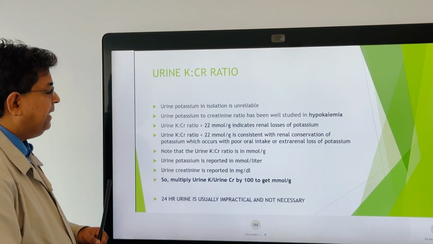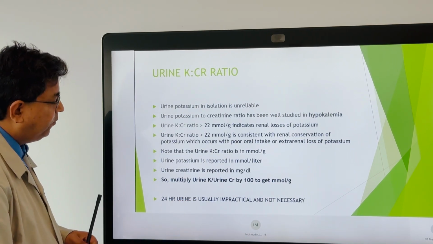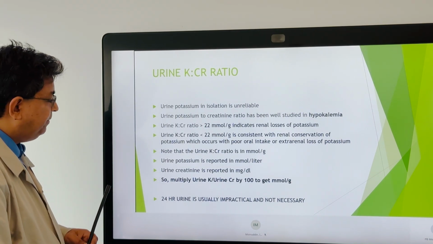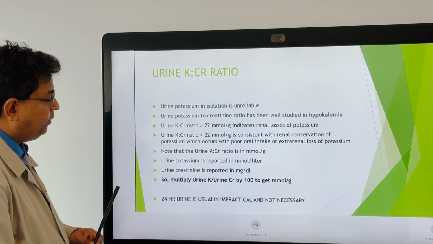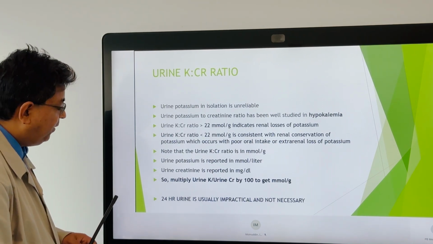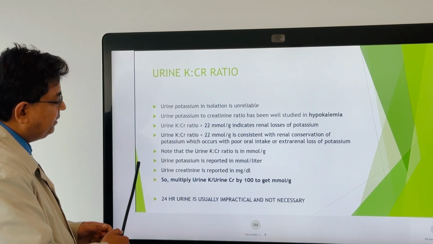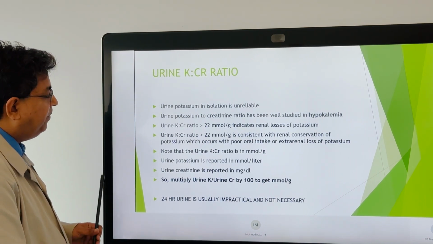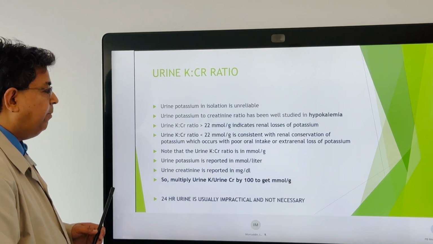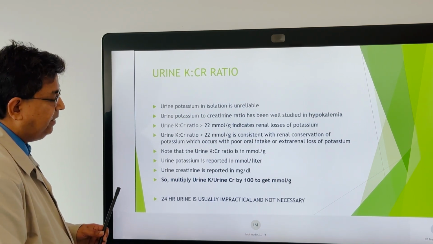Note that the urine potassium to creatinine ratio is in units of millimoles per gram. Urine potassium is reported in millimoles per liter. Urine creatinine is reported in milligrams per deciliter. So you cannot just divide urine potassium by urine creatinine. You must correct the units by multiplying by 100 to end up in units of millimoles per gram. 24-hour urine is usually impractical and not necessary.